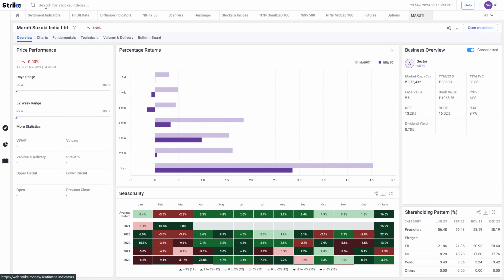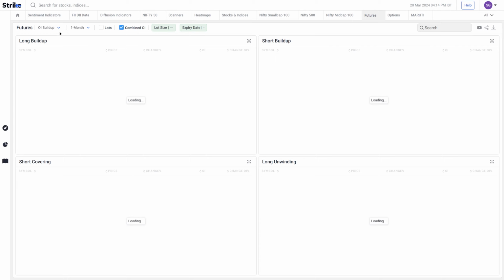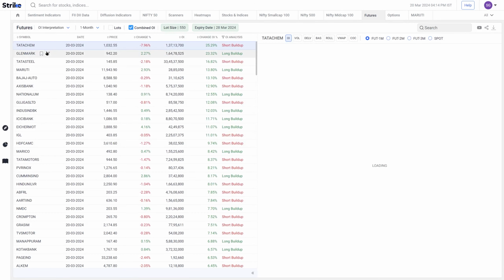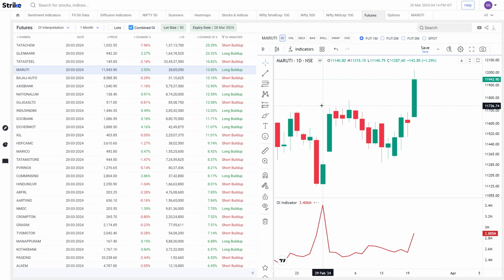To do that, I'm simply going to the futures, and in OI interpretation I can study the futures data of the stock that we like. This is applicable only for FNO stocks. If you're looking at only cash market stocks, then you can also look at various data points, including deals and insider trades and various other fundamental data.